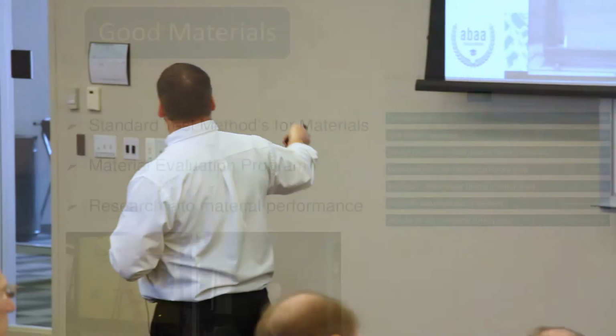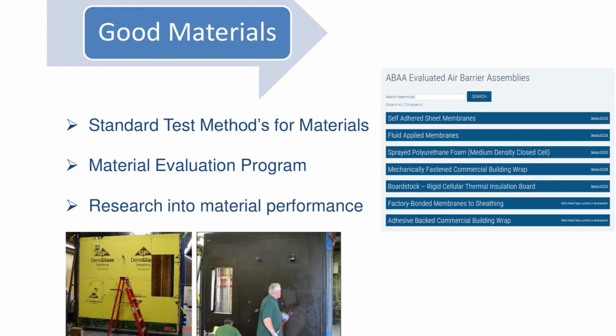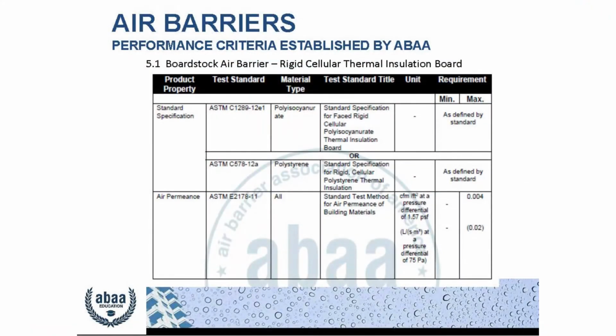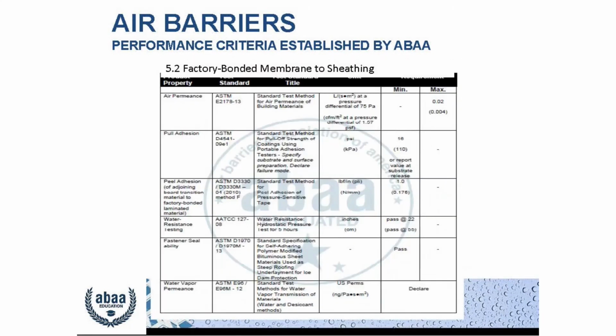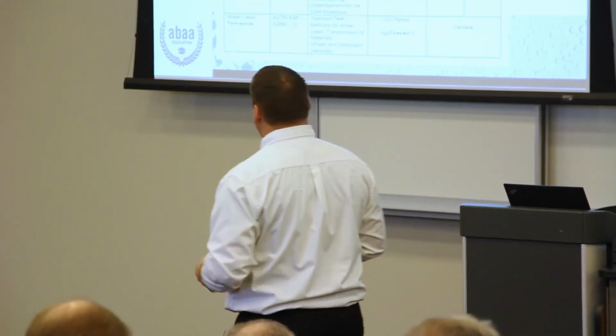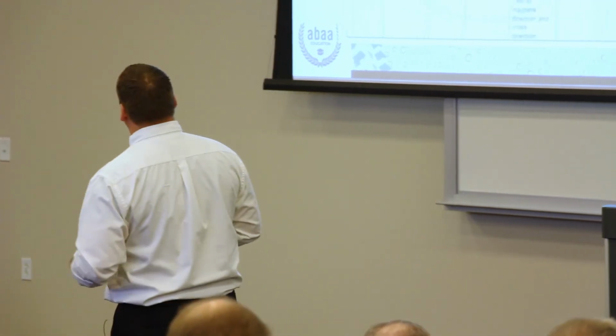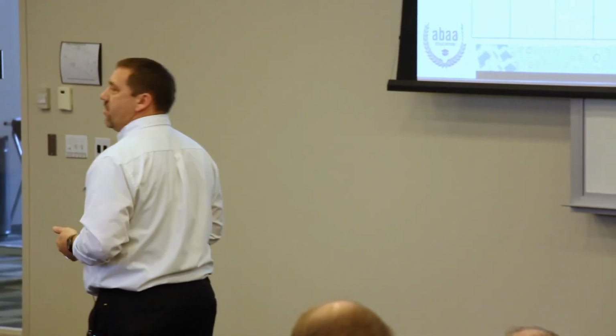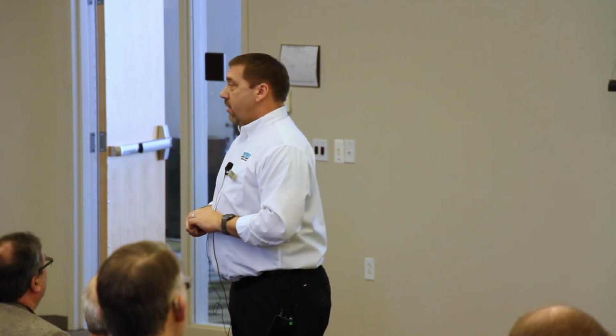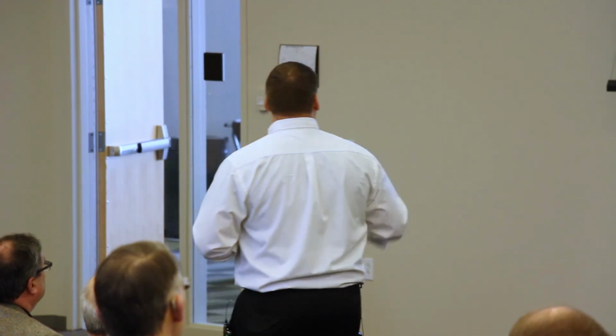Good materials. You can go on the ABAA website. We put all the evaluated materials on it. What does it look like? If you are a board stock, in this case, you have to meet certain standards. If you are factory bonded, you have to meet certain standards in order to be listed on the ABAA website. We call them evaluated materials: fluid applieds, mechanically fastened. You get the idea. We've got a bunch of these different areas, and this gives spec writers and architects an apples-to-apples comparison of products. It gives you a good idea of what's out there, what meets these standards.